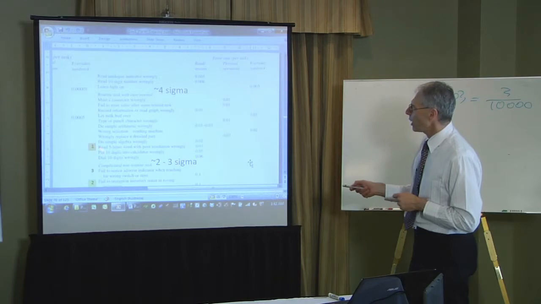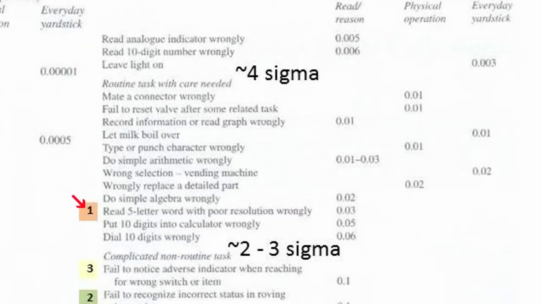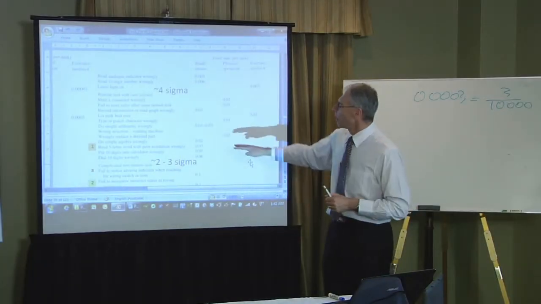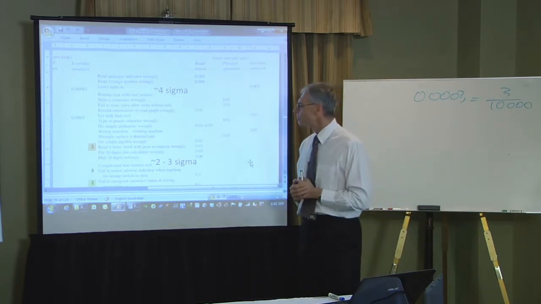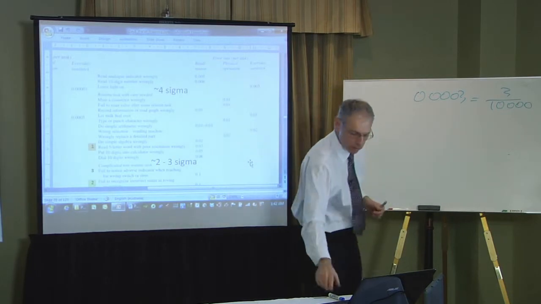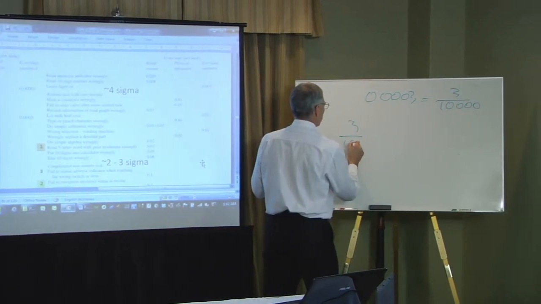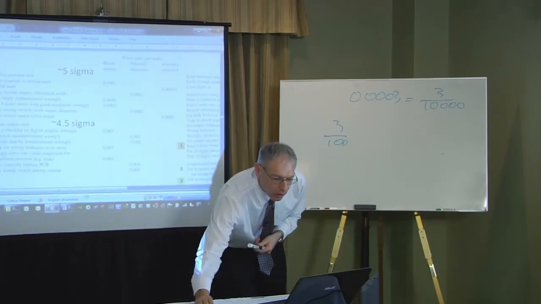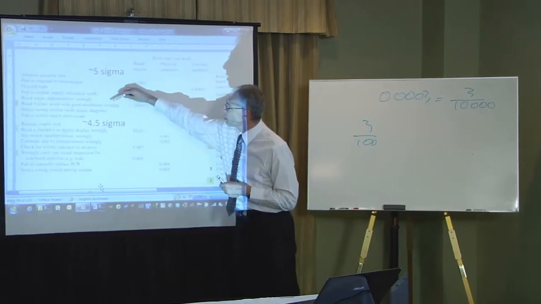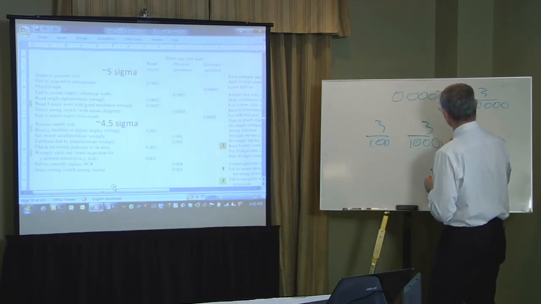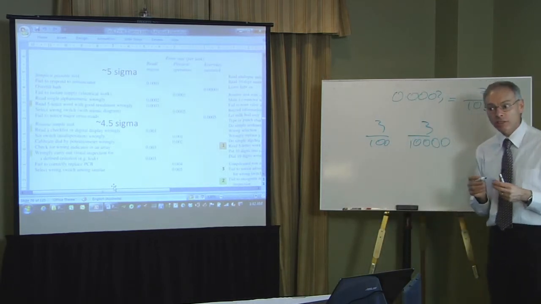Interesting one down here. Read 5-letter word with poor resolution wrongly, 3 in 100. So as things get hard for our brain to pick up on, we start making more mistakes. It begs the question, for example, if here we have read 5-letter word with poor resolution wrongly, it's 3 in 100. And back here, we saw read 5-letter word with good resolution wrongly, 3 in 10,000. And the only difference is resolution.